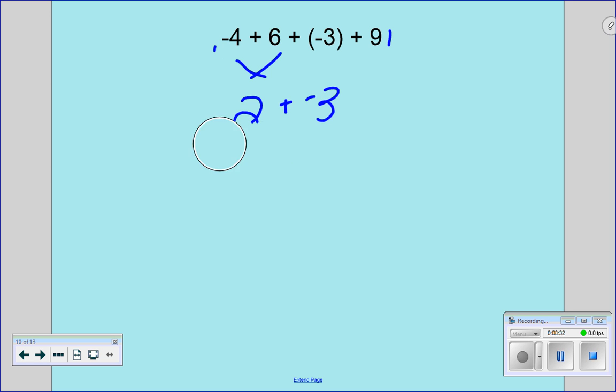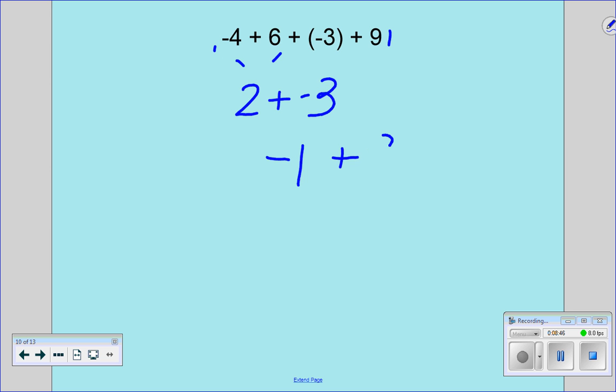It can't, it's got to be 8. Oh, I put 6 on accident, right? So 2 plus 6 is 8, right? Is that what I did? Okay. Oh, I was confusing myself there. So we could have 2 plus negative 3, which is your negative 1, and then add your 9, which is 8. That's going from left to right.